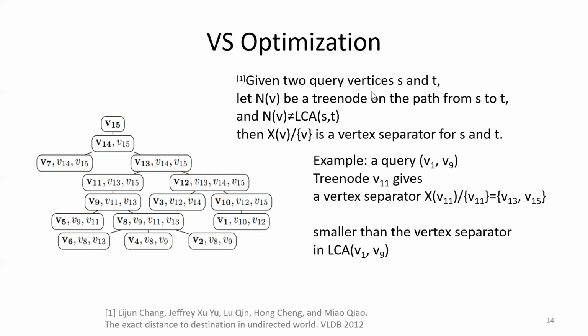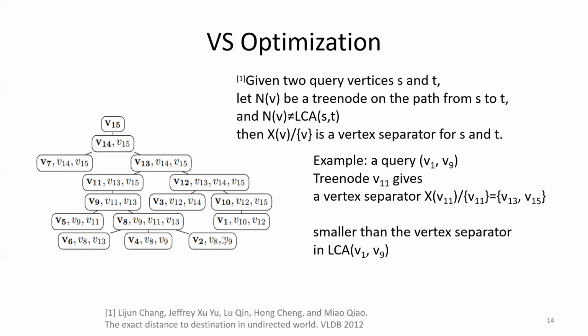For VS optimization, we borrow this lemma from Chen's paper. Given the two query vertices S and T, let NV be a tree node on the path from S to T, but NV is not the lowest common ancestor. Then X(V) is a vertex separator for S and T.